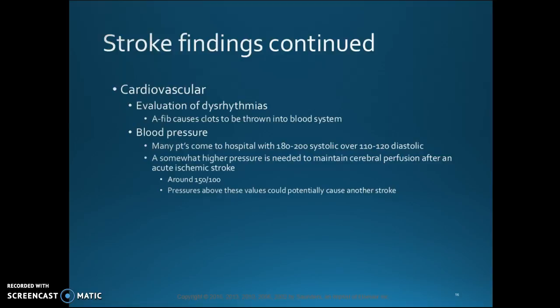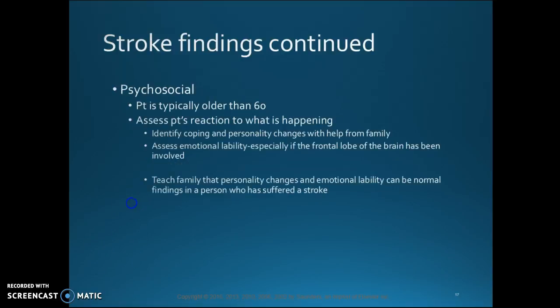A somewhat higher pressure is needed to maintain that cerebral perfusion, as I was just saying, after an ischemic stroke. So docs a lot of times will order us to try to keep the blood pressure around 150 over 100, so we can perfuse the patient's brain. However, pressures above those values can actually lead to another stroke, and obviously if we've got a hemorrhagic stroke, we're not going to want to have that blood pressure like that.